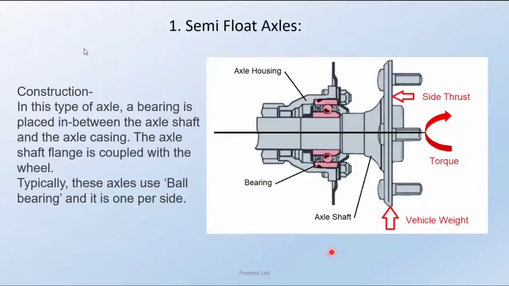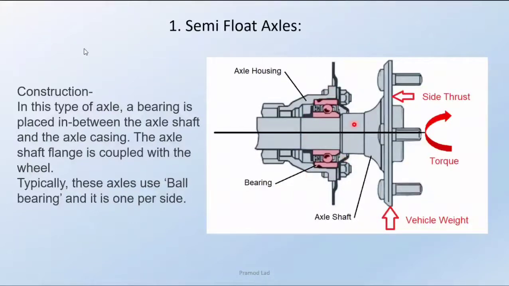So first is the semi-float axle. How is the construction of a semi-float axle? In this type of axle, a bearing is placed. A bearing, here you can see this is the bearing.